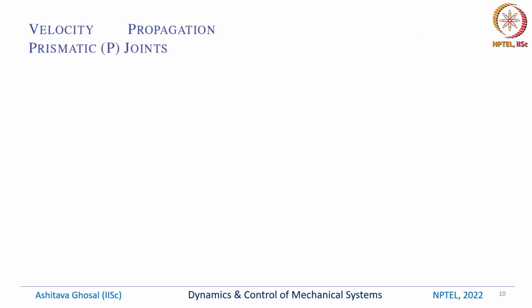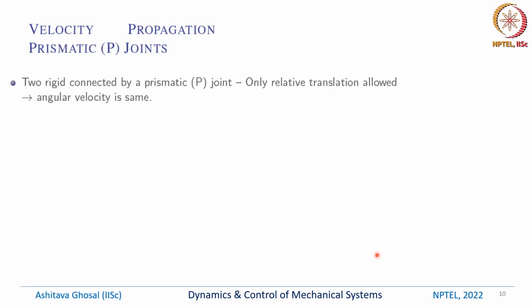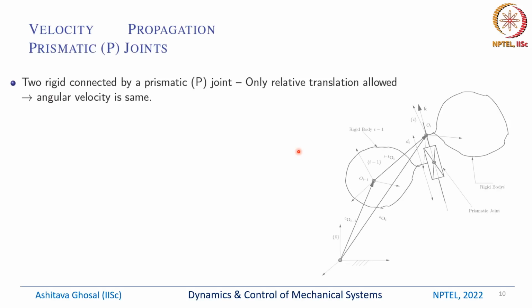Now let us look at the case where the rigid bodies are connected by prismatic joints. Prismatic joints are the ones which allow relative translation between the two connected rigid bodies. Okay, only relative translation is allowed. So if only relative translation is allowed, then the angular velocities of these two rigid bodies will be the same. There is no rotation happening at the joint. So the second rigid body and the first rigid body will have the same angular velocity.